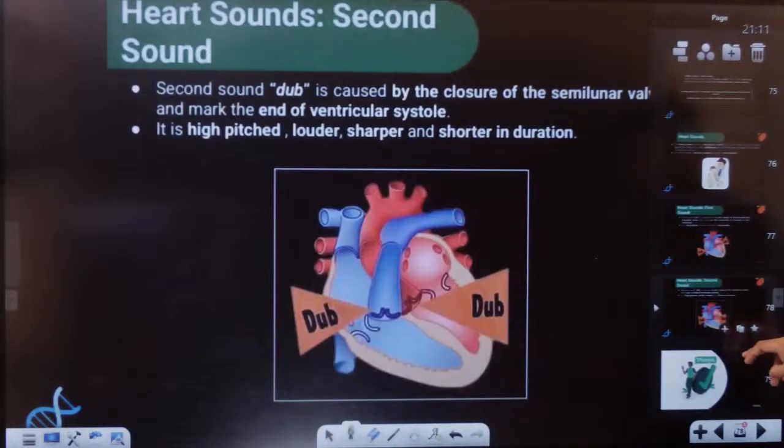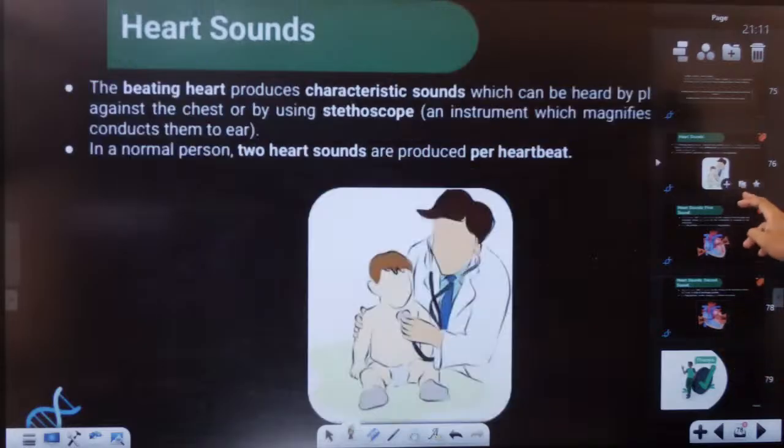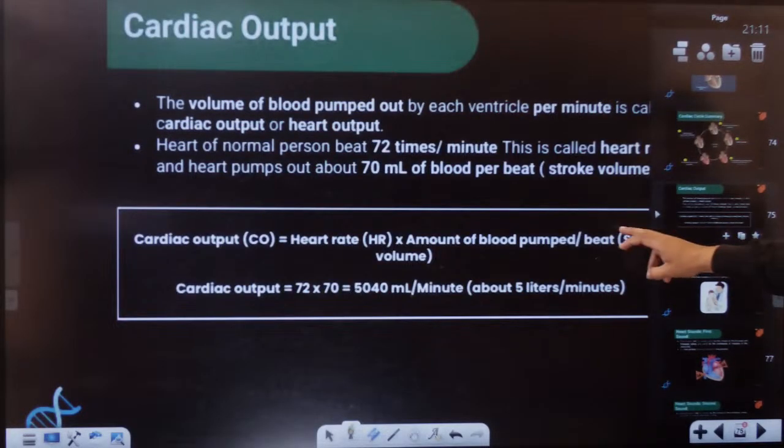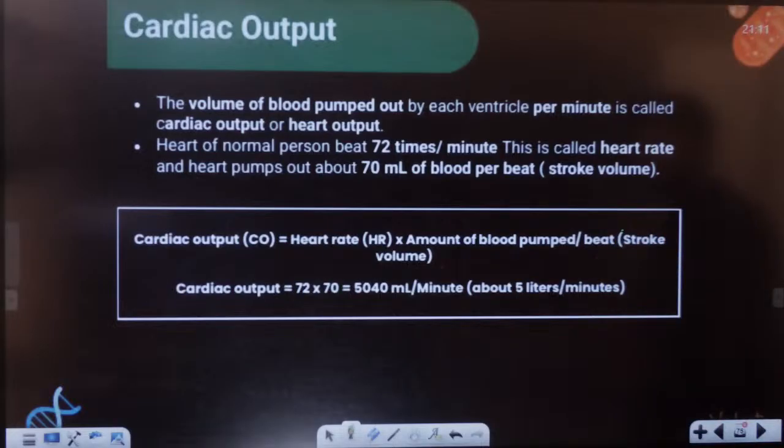Total 70, I guess, students. That's why we say it. It's each ventricle, students. Volume of blood pumped by each ventricle per minute is called cardiac output. Totally 70.